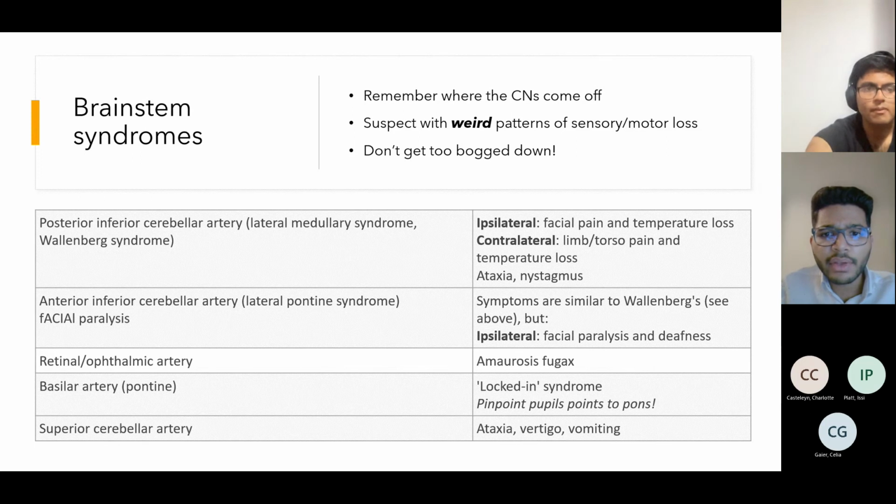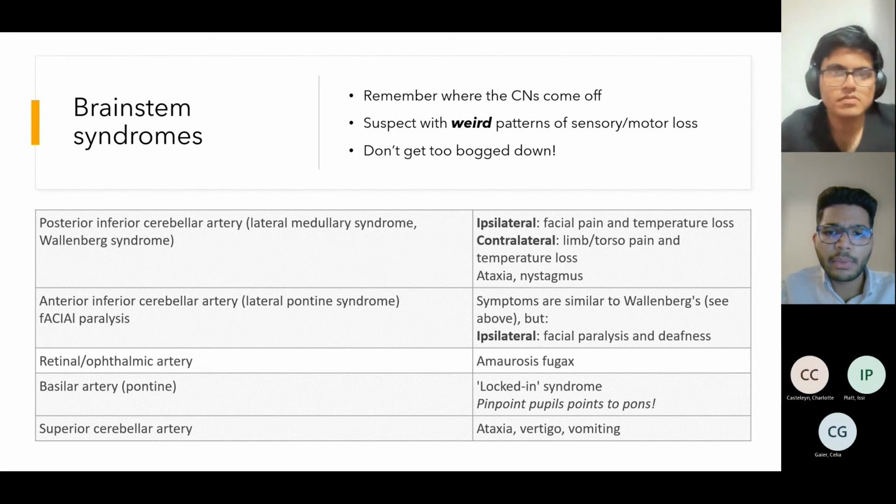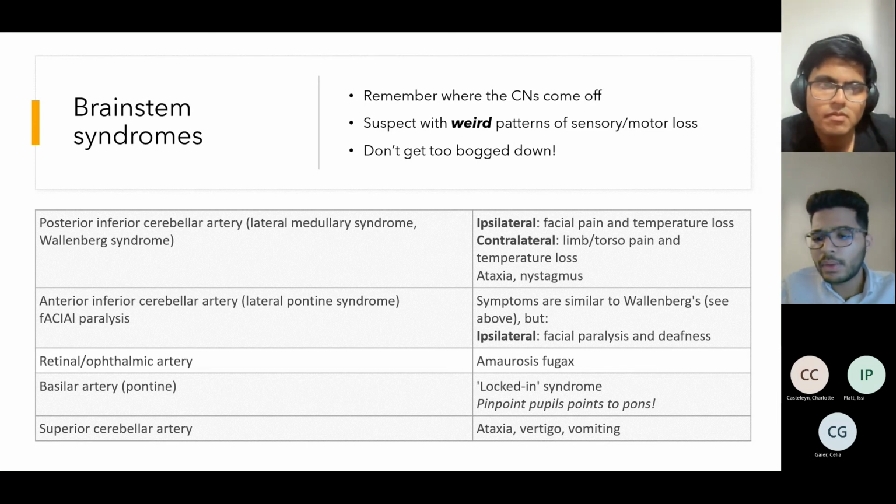And again, your cranial nerve exam in somebody presenting with a weird syndrome or a weird type of stroke will go very far in helping you, because you might realize that half of their facial nerve has been knocked out, or they've got nystagmus, or they can't move their palate on one side, or they can't move their tongue. So when you're presented with a weird stroke, just think of your cranial nerves and where they come off. Now, I've put a table down here of the brainstem syndromes.